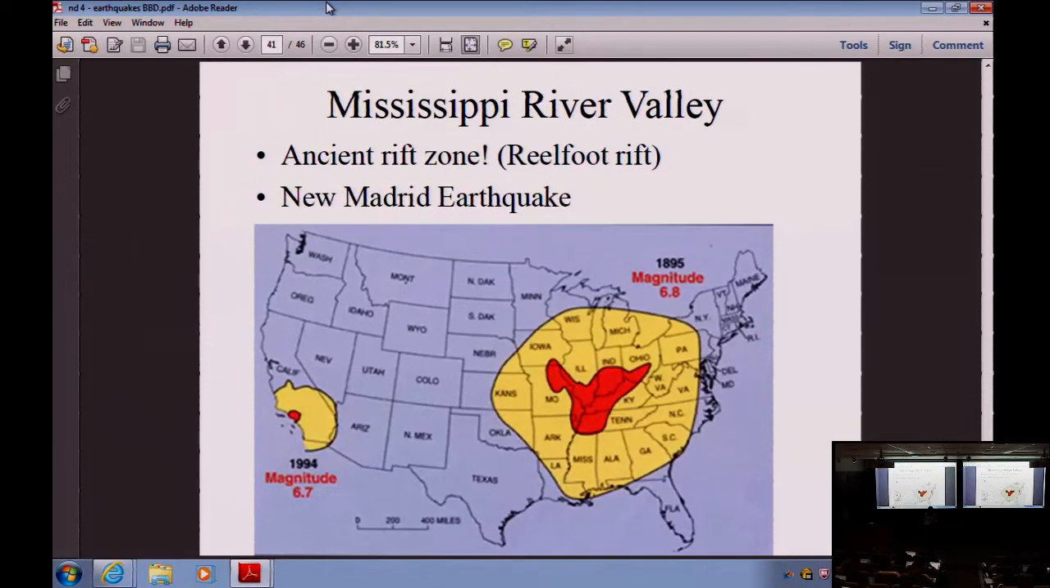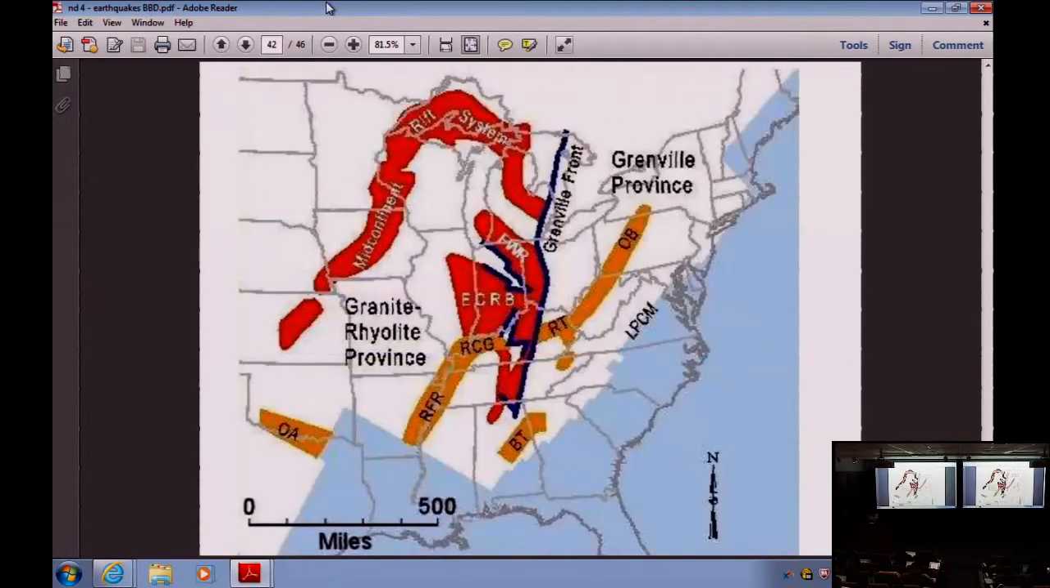And this ancient rift zone they've termed the Reelfoot Rift. And I'll show you a picture of the Reelfoot Rift. These are sort of feathered arms of it. The recurrence interval is several hundreds of years.